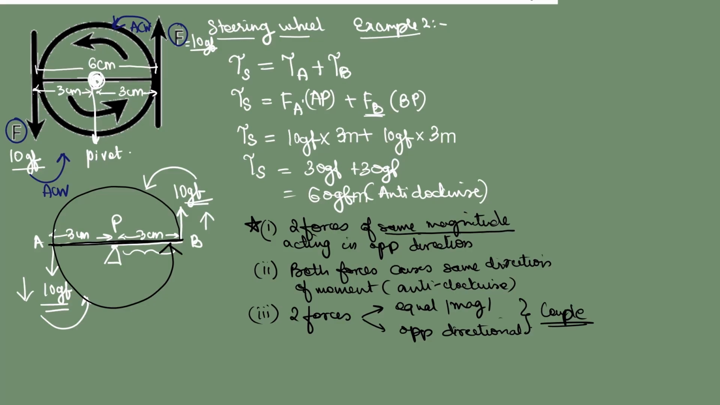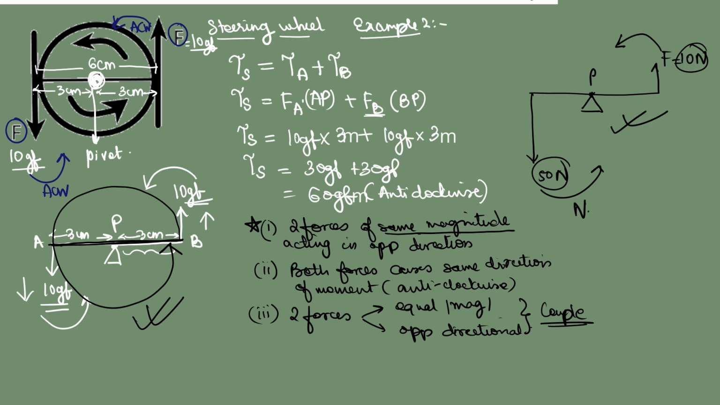Now, there could be certain forces where there is a force acting upward which is of 10 Newton and there is a force acting downward which is of 50 Newton. Here, there is a pivot right in the middle. This is also causing anti-clockwise, this is also causing anti-clockwise, but their magnitudes are different, directions are also different. So we won't call this a couple, but this setup and this setup, they will never achieve equilibrium. You understand why? Because both the forces are causing either clockwise together or anti-clockwise moments together. So they will never be able to reach equilibrium because there is no counterbalancing force here.